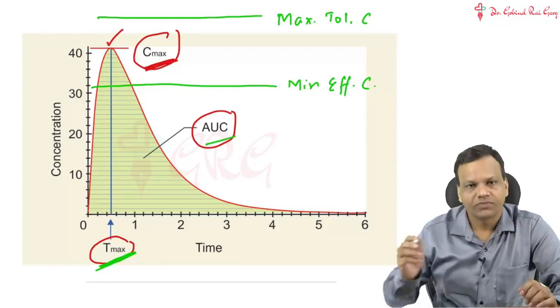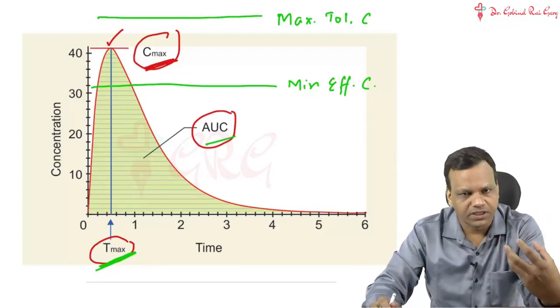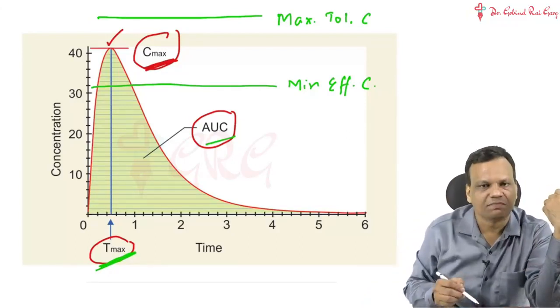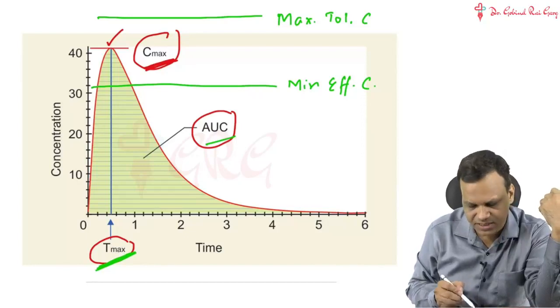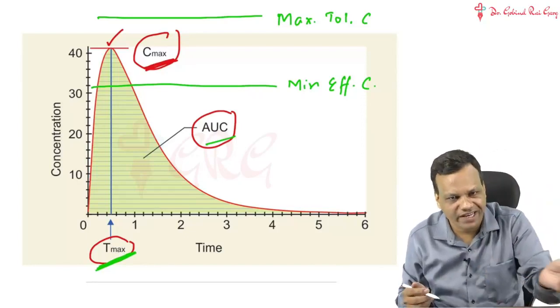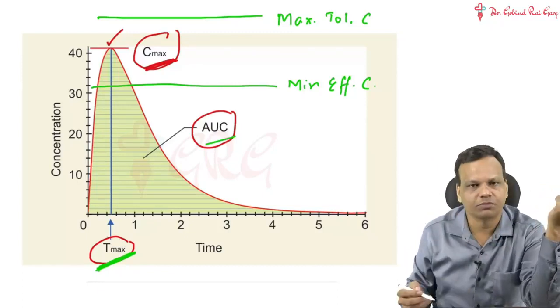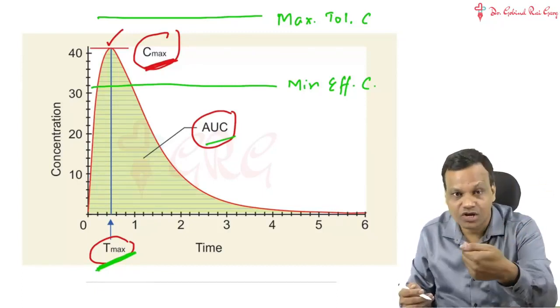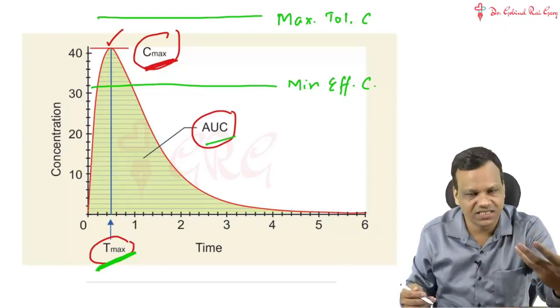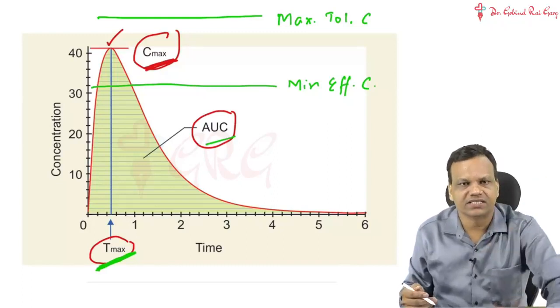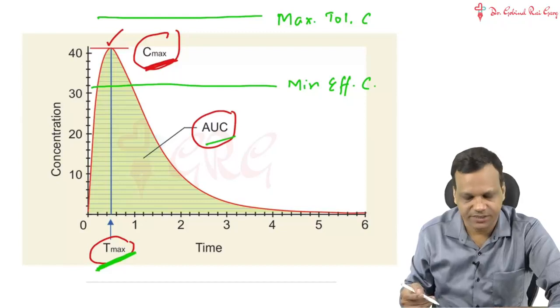Tmax tells the time in which the concentration obtained is maximum. So, basically Tmax tells the rate of absorption, how quickly the drug becomes maximum in the plasma. If Tmax of a drug is low, we can use it in emergencies because the drug quickly reaches the maximum concentration.